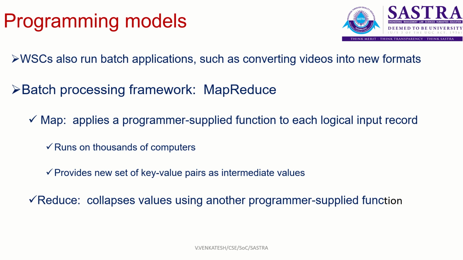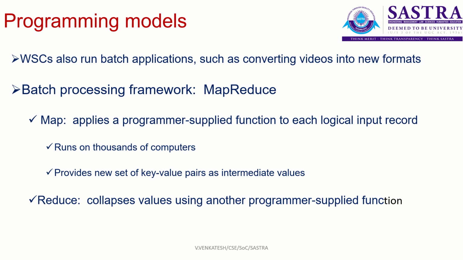If you want to do a batch processing framework, the method used is called the MapReduce method. In MapReduce, a map is where a programmer supplies a function for each logical input record. It is run on thousands of computers, distributed among several computers, with the help of that function giving intermediate results. That provides a new set of key values for intermediate values. Each server processes that information based on the function given, and then it gives the intermediate result values.